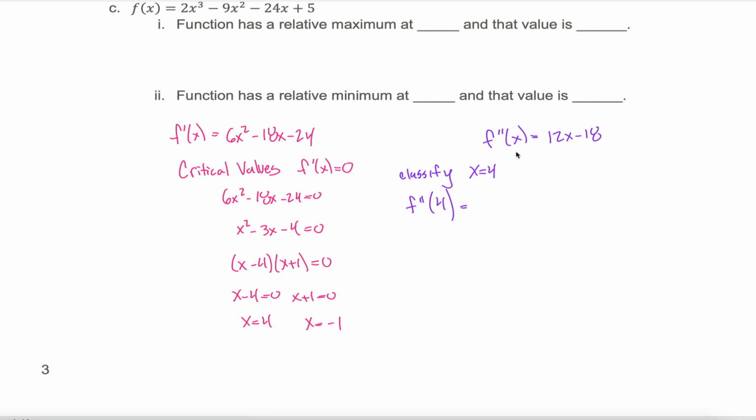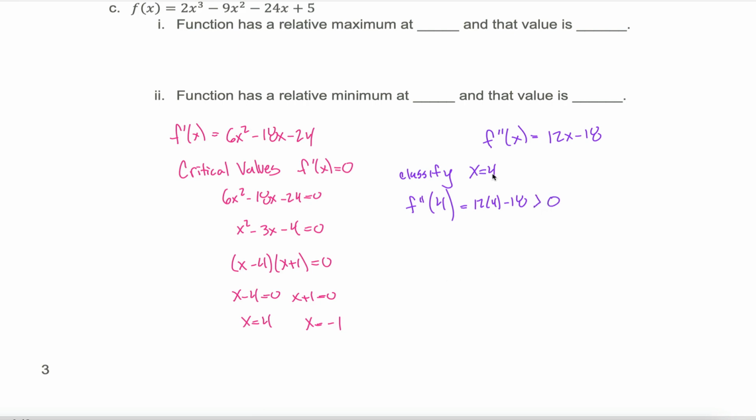F double prime of 4 is just what comes out of this machine when we put 4s into it. 12 times 4 minus 18. You can actually compute that value if you want. 30, I think it ends up being. But really, you don't have to. All you have to realize is that it gives you a value that's greater than 0.